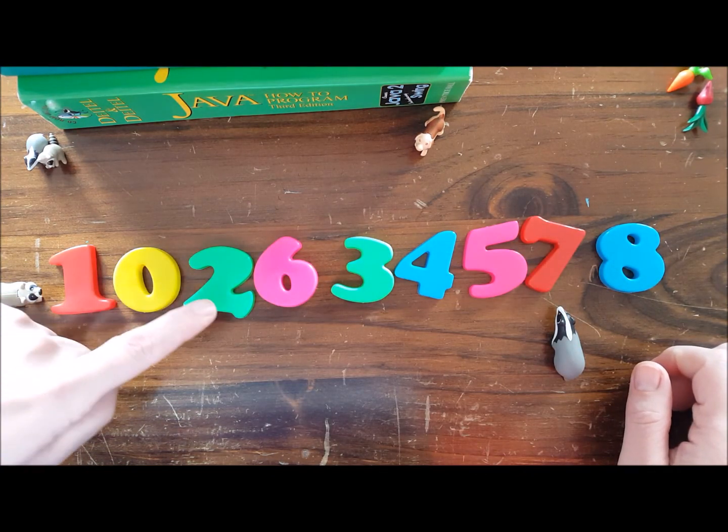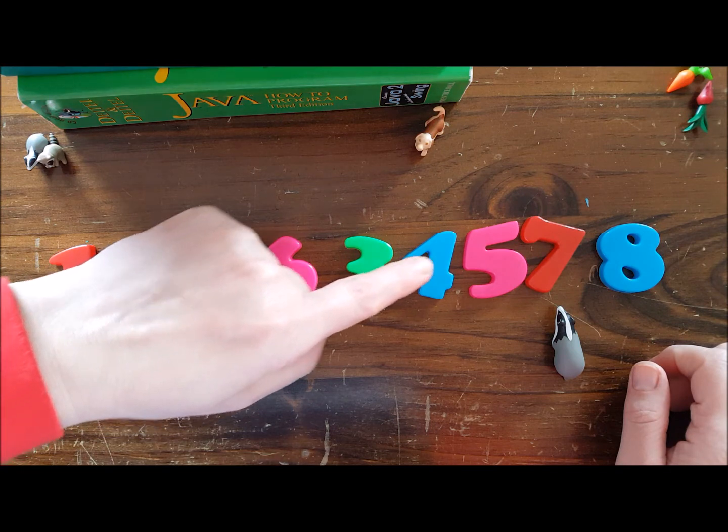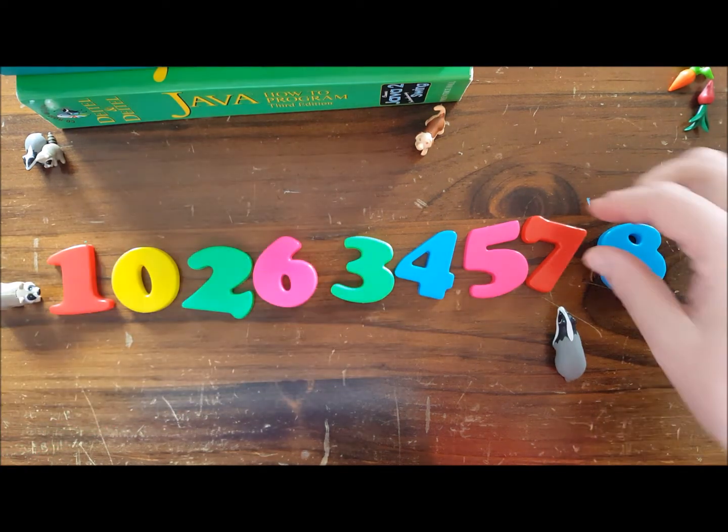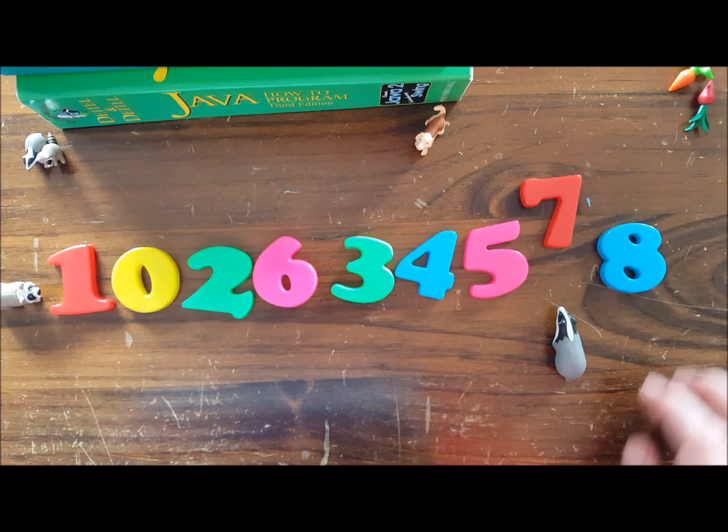Less than 7, less than 7, less than 7, less than 7, less than 7, less than 7, less than 7. Now 7 is in its correct location. And we have finished another pass of the array.